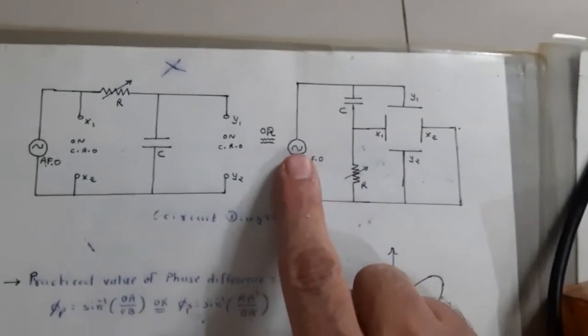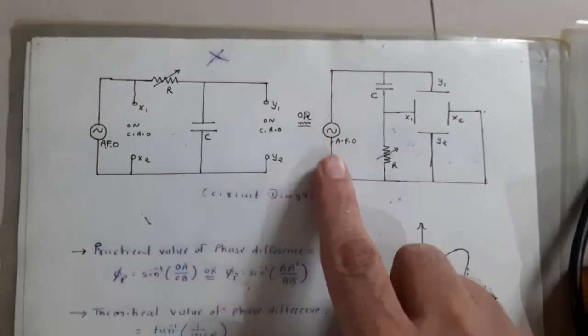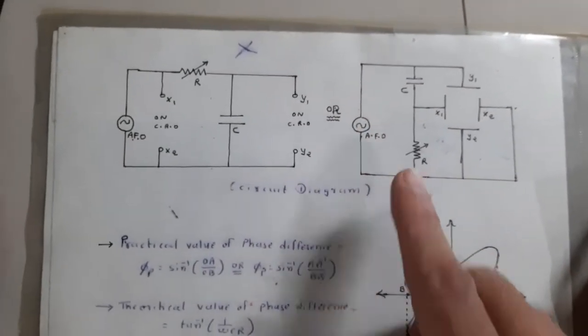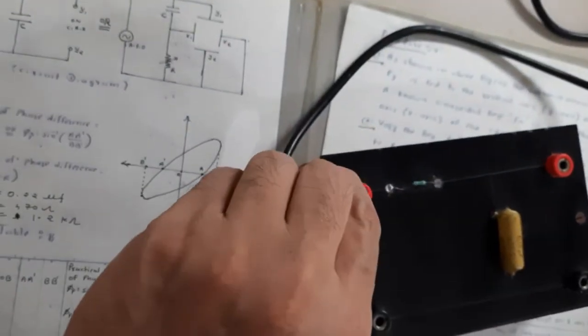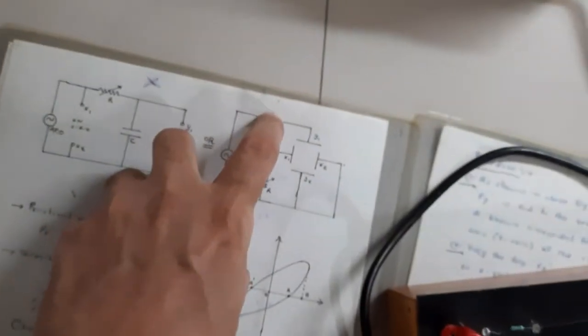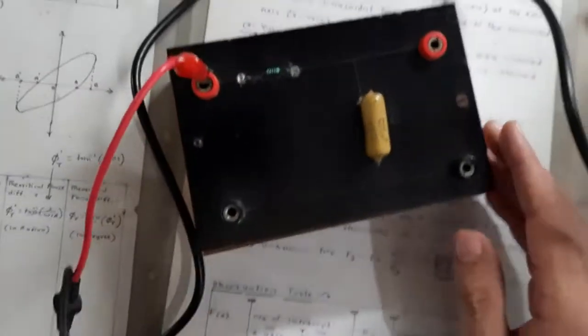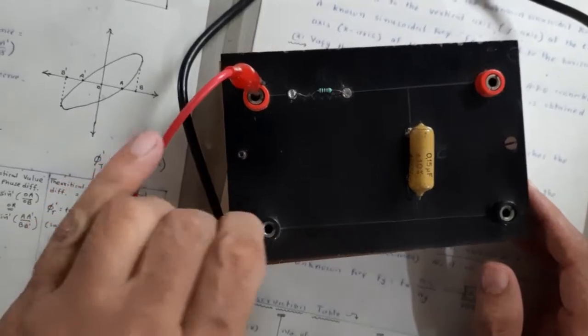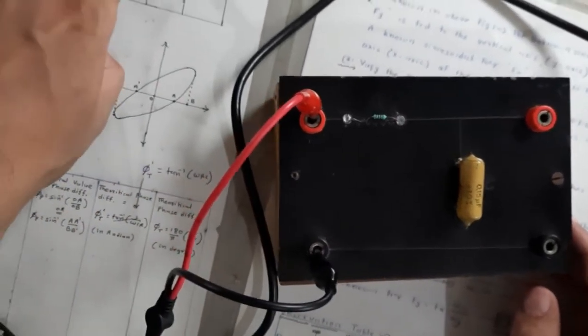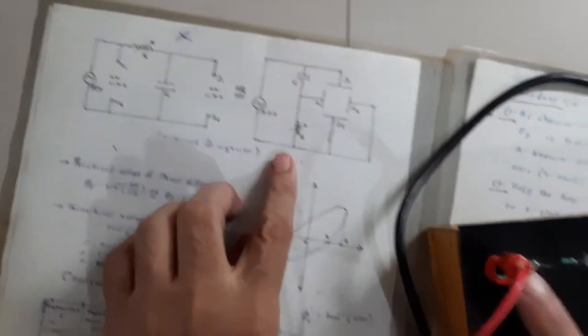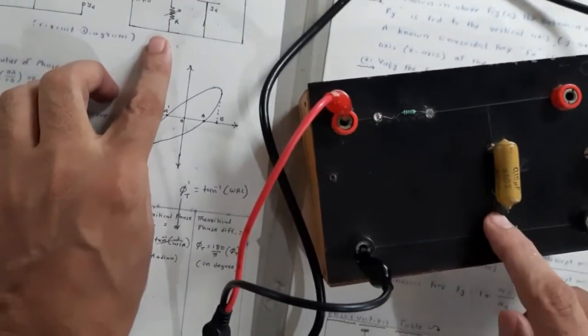That means the AFO is connected to the upper terminal. The AFO's second terminal is the lower side of the R. So this is your AFO. One terminal is connected to the R, and the second terminal is connected to the C. Upper terminal C, lower terminal R.